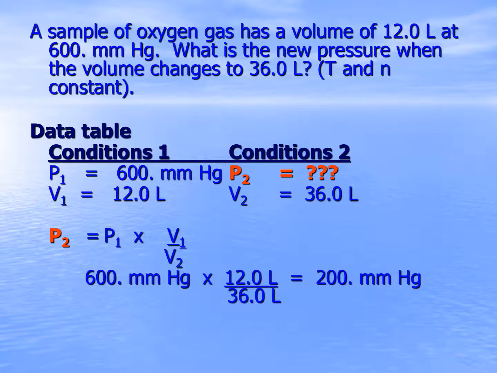If we triple the volume, we should cut the pressure to a third of its original value, so we end up at 200. millimeters of mercury. The decimal shows us we have 3 sig figs. Don't forget units, don't forget sig figs.